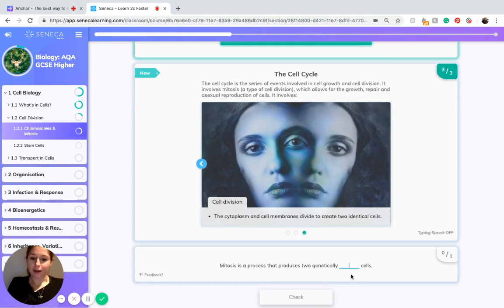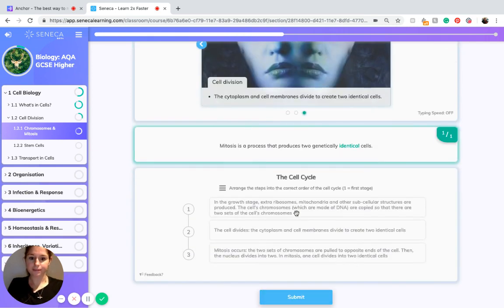So we know now that mitosis is a process that produces two genetically identical cells, which means that they have the same genes. And to recap on these different stages of the cell cycle, we know that first of all, there's the growth stage where extra ribosomes, mitochondria, and other subcellular structures are produced. The cell's chromosomes, which are made of DNA, are then copied so that there are two sets. This makes sure that when the cell divides, each cell will get one set. So that's the first stage.